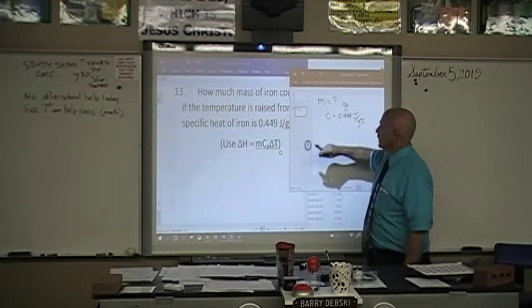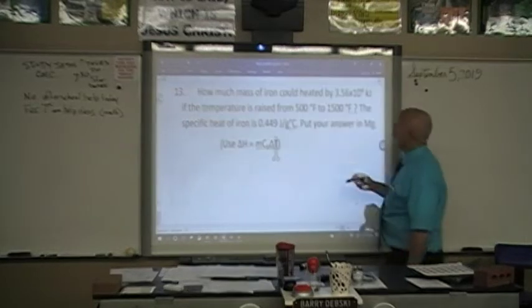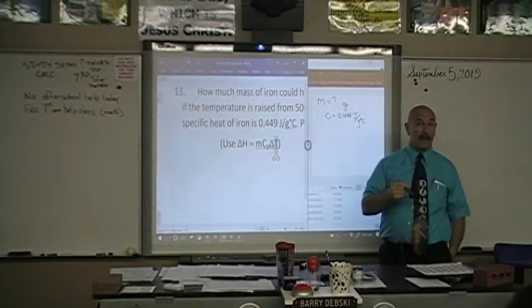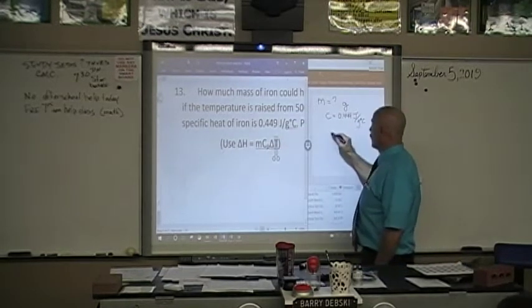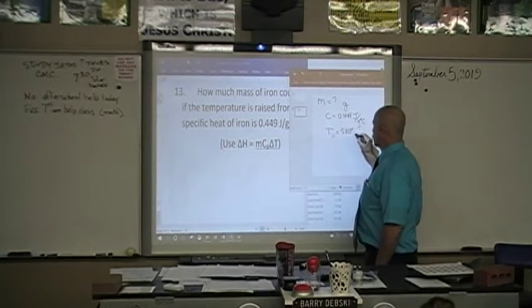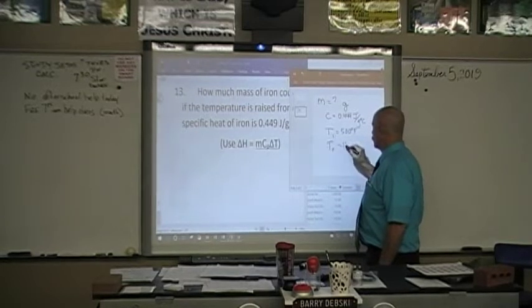The temperature is changing in this over here. Let's see if I can go back. From 500 to 1500 Fahrenheit. I see the problem already. Hopefully you've already spotted it. But the initial temperature, 500 Fahrenheit. Final temperature, 1500 Fahrenheit.